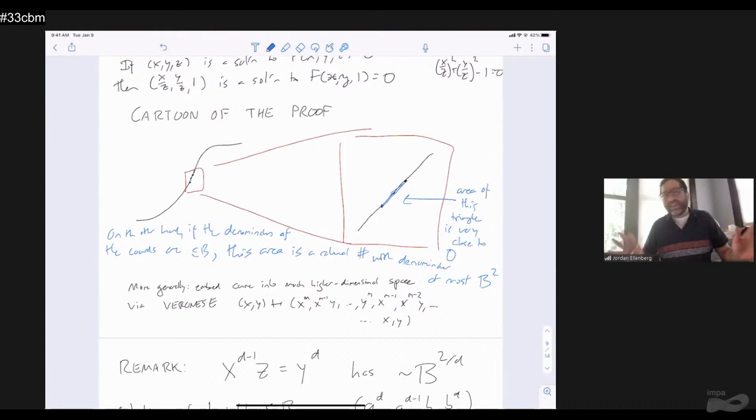In some sense, I always say this is kind of the deepest and most important fact in Diophantine geometry, even though it's very trivial, that there's no real numbers between 0 and 1. Sorry, there's no integers between 0 and 1.